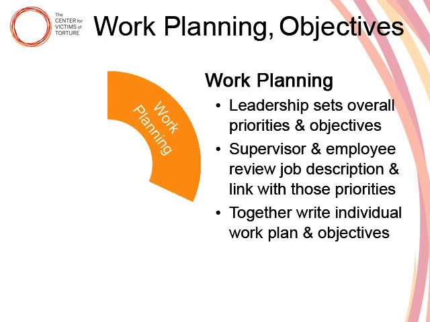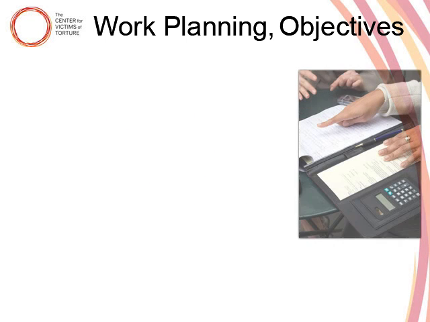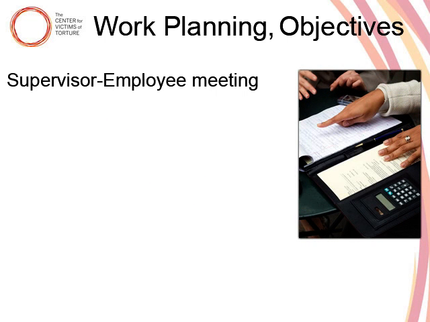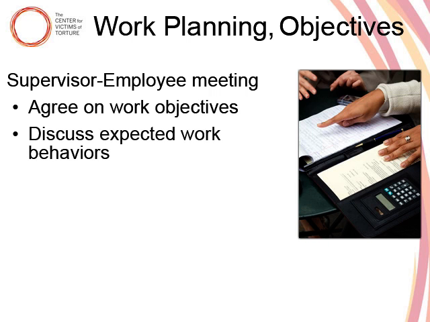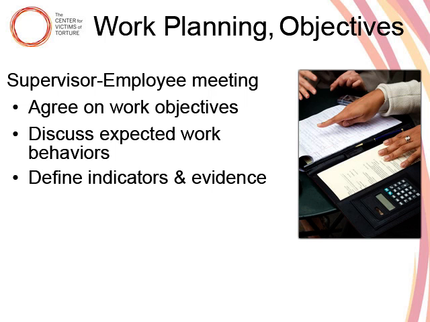Together, supervisor and employee create a work plan of specific objectives and job activities for the next period. In this planning phase, the supervisor and employee should meet and agree on specific work objectives, discuss specific expected work behaviors, and define what indicators or evidence will be used to measure progress against those objectives and expectations, and how that data will be collected. These agreed-upon objectives, behaviors, and indicators will be directly reflected in the performance appraisal.